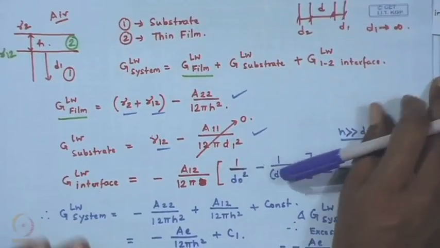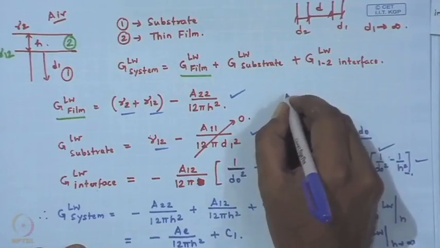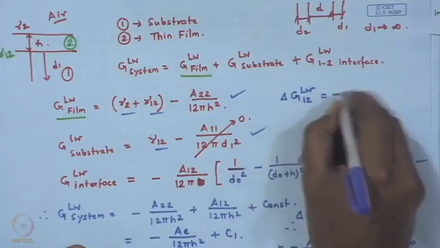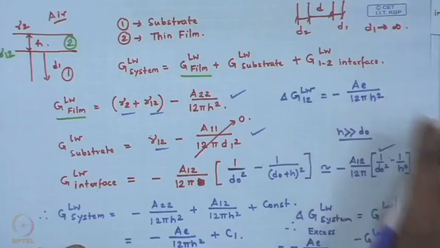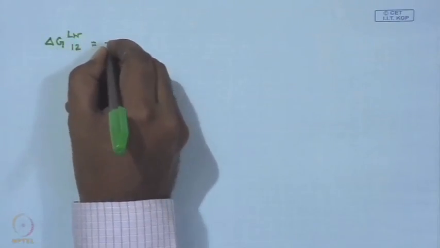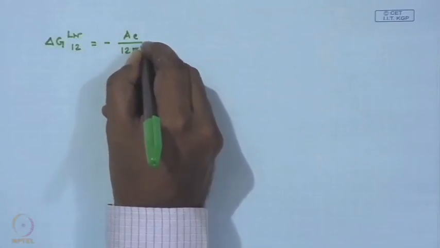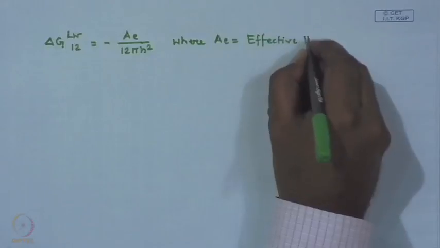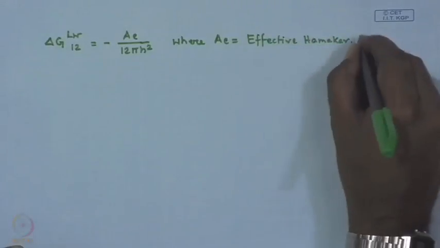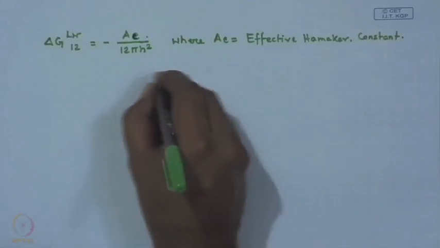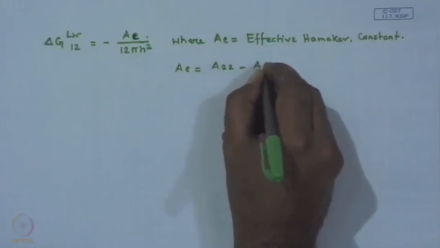Therefore, the excess free energy of the system is given as minus A e divided by 12 pi h square, where, for this particular system, A e is the effective Hamaker constant, and in this particular case A is equal to A22 minus A12.